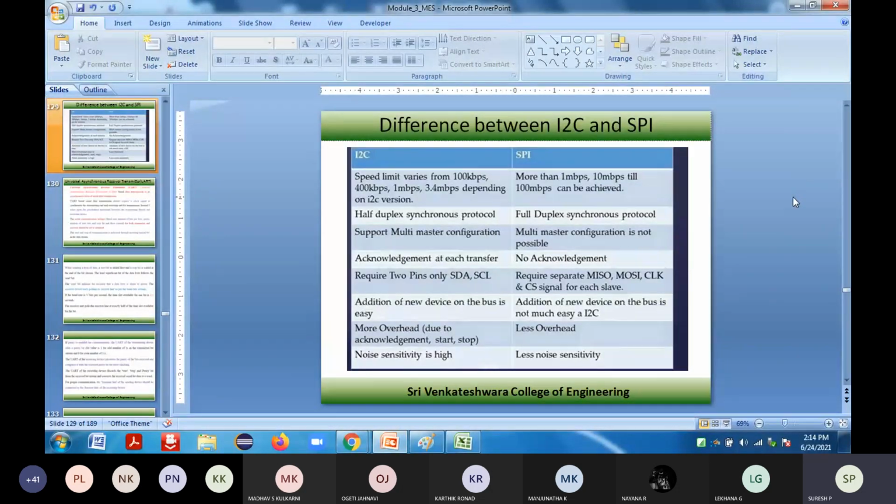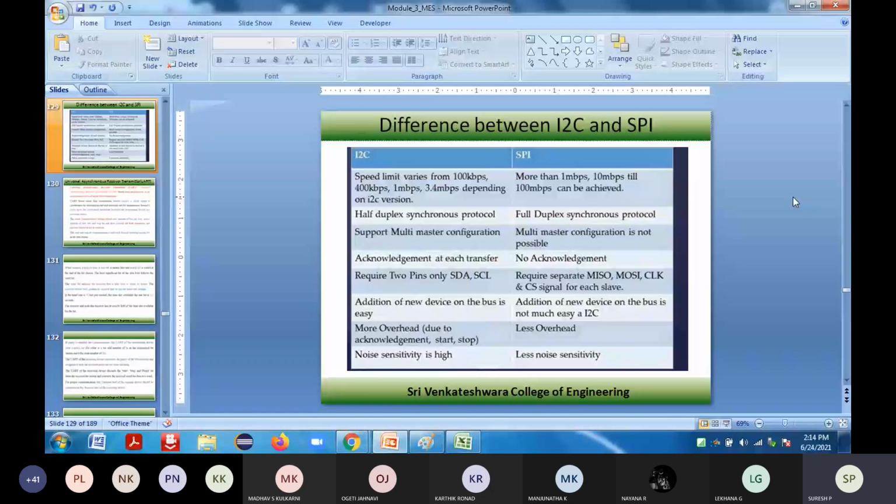Acknowledgement of data transfer is there in I2C; no acknowledgement is there in SPI. I2C has 2 lines, SDA and SCL, whereas SPI has 4 lines: master in slave out, master out slave in, clock, and slave select, which is the chip select signal for each slave. Addition of a new device on the bus is easy.